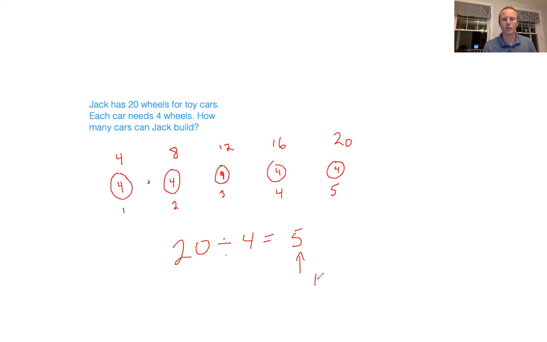So again, this is the number of groups. And this is the size of the group. And we can do that same, so that count by strategy is great. It works really well. It can be very effective, but we also can use number bonds, which you're familiar with. We've talked recently about how to use them with multiplication. You can also use them with division. So let's show you a different way to do that.